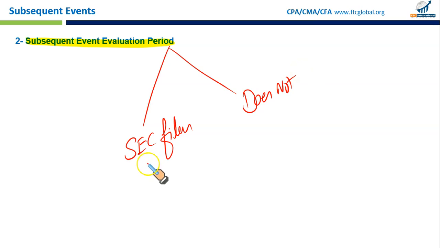If the company is an SEC filer, then the company must evaluate the subsequent event until the date the financial statements are actually issued. Let's say 31st of March 2026, right? Like if a company files its financial statement with SEC on 31st of March, they need to consider any significant event that happened between the balance sheet date 2025 and 31st March 2026.